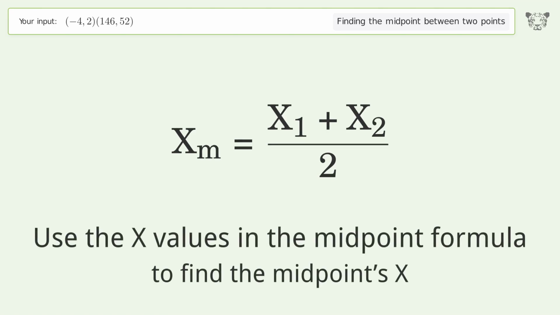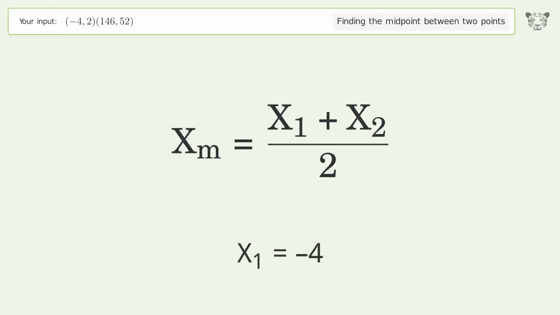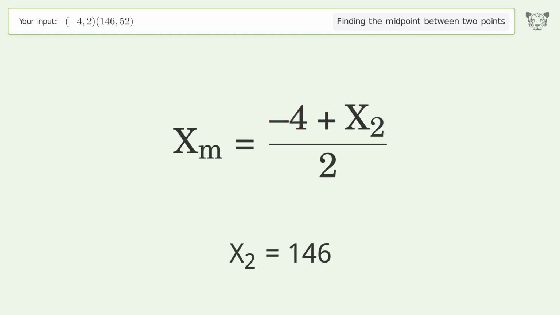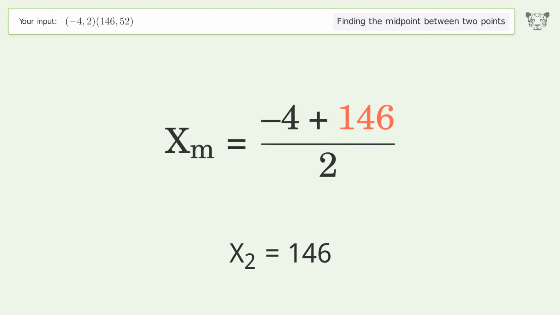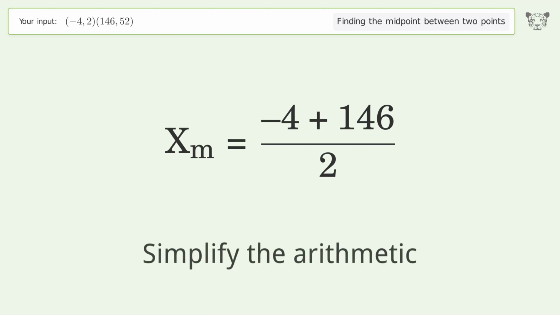Use the x values in the midpoint formula to find the midpoints x. x1 equals -4. x2 equals 146. Simplify the arithmetic.